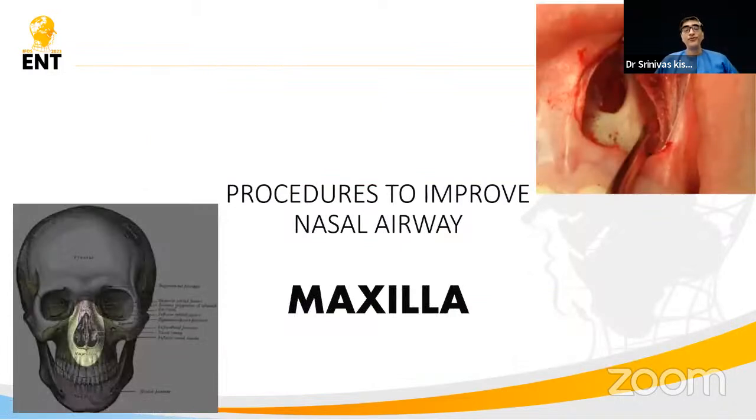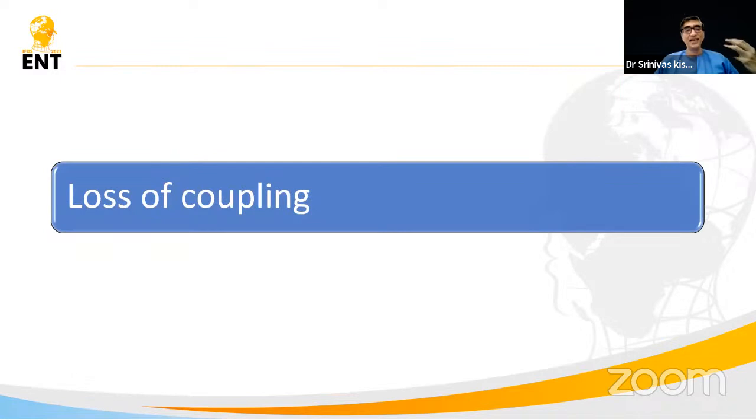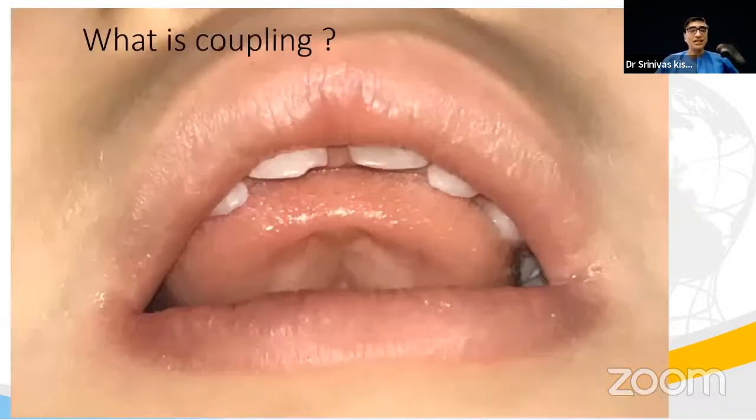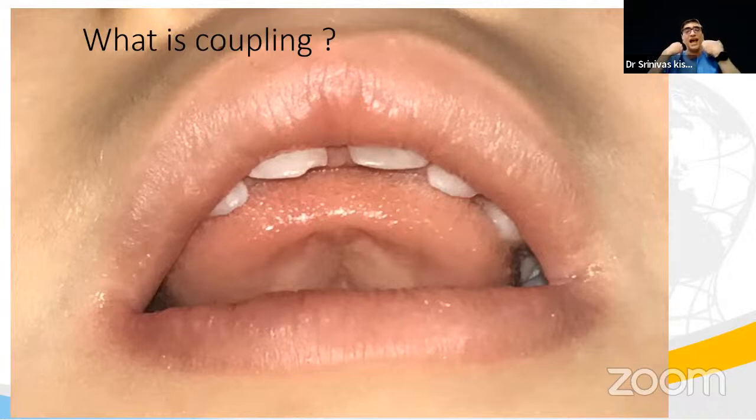Now, how do you improve the nasal airway, especially the maxilla? I need to talk about this particular concept called lack of coupling. What is lack of coupling? For which you need to know what coupling is. Coupling is when you sleep, because of a negative pressure created between your tongue and the hard palate, the tongue sits in your oral cavity and does not fall back. Now, that space should be enough. That means enough space should be created by the hard palate for the tongue to sit in to create that coupling.